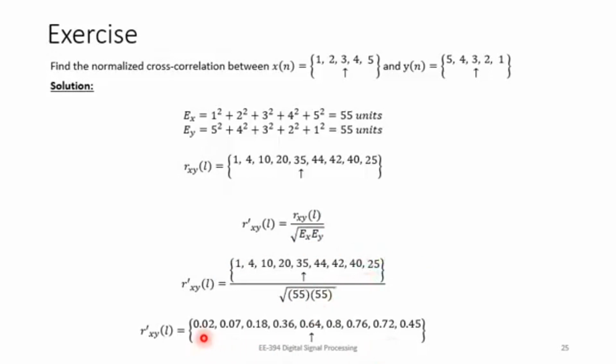So 0.02 is obviously very low, 0.07, 0.18, 0.36, 0.64, 0.8. So we have a maximum correlation of 0.8 at L equals 1. This is L equals 0 and this is L equals 1. And then it starts decreasing again. So we have 80% similarity between the signal X and Y if Y is shifted 1 unit to the right. So the maximum similarity between X and Y happens when Y is shifted to the right by 1 unit.